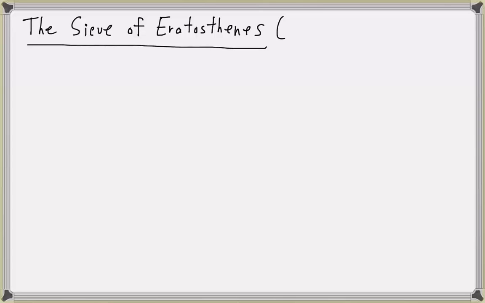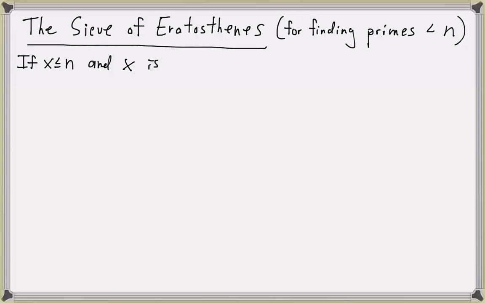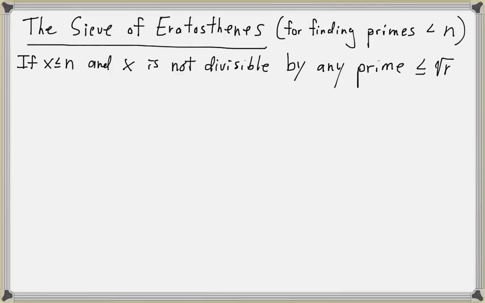So the Sieve of Eratosthenes is for finding primes less than a given integer, say n. Suppose I have an integer x that is less than or equal to n. If x is not divisible by any prime number less than or equal to square root of n, then what can we conclude about x? Well, we can conclude that x is prime.